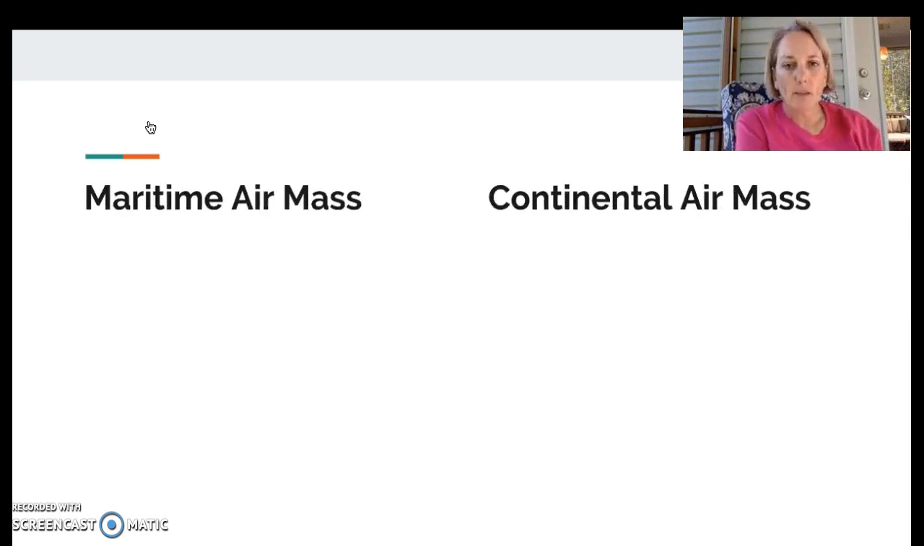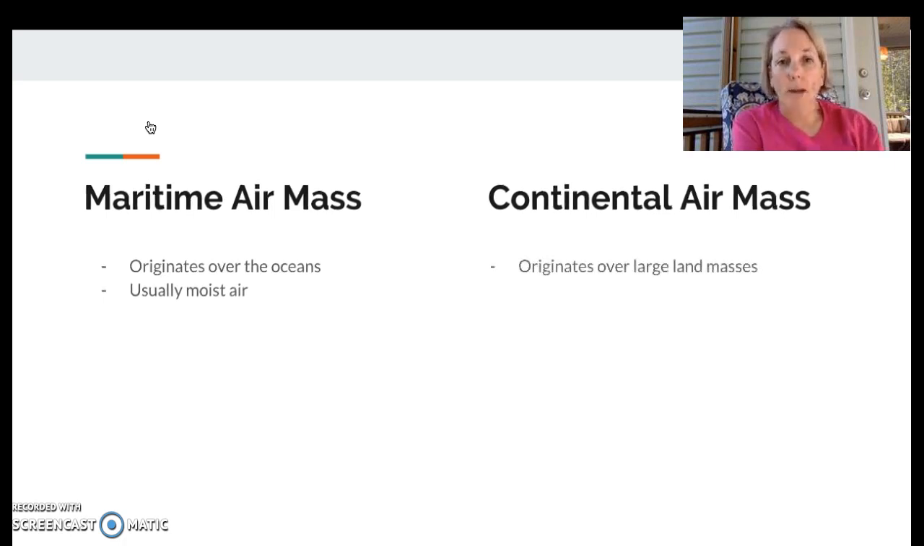Maritime versus continental. I'm hoping you know what continental means, but maritime is associated with the ocean. Okay, it originates over oceans. It's usually moist air. So when we talk about polar versus tropical, we're talking about cold versus warm. Maritime versus continental, we're talking about moist versus dry. So continental air masses originate over large land masses, usually the continents. All right, and this is usually considered dry air.